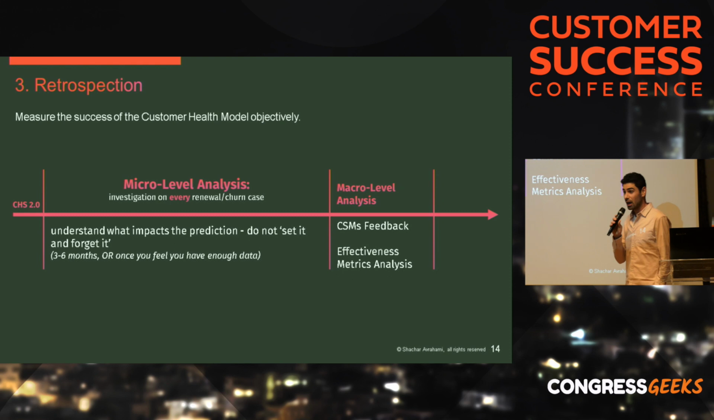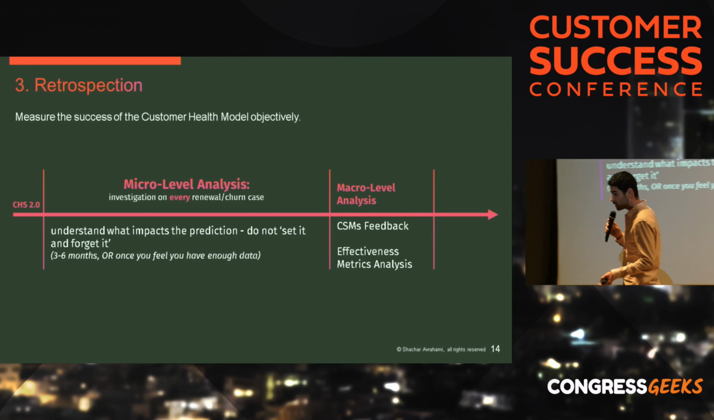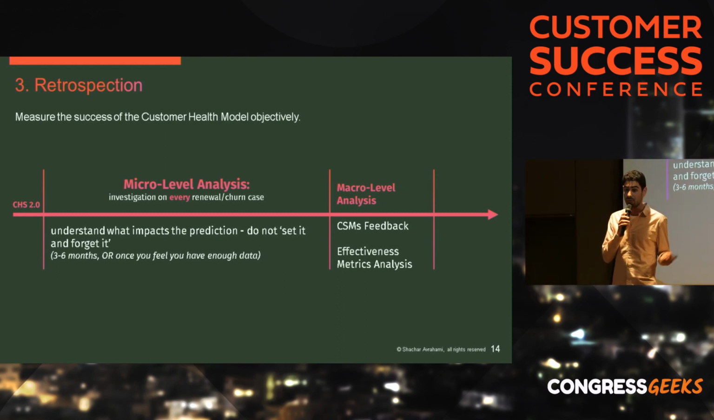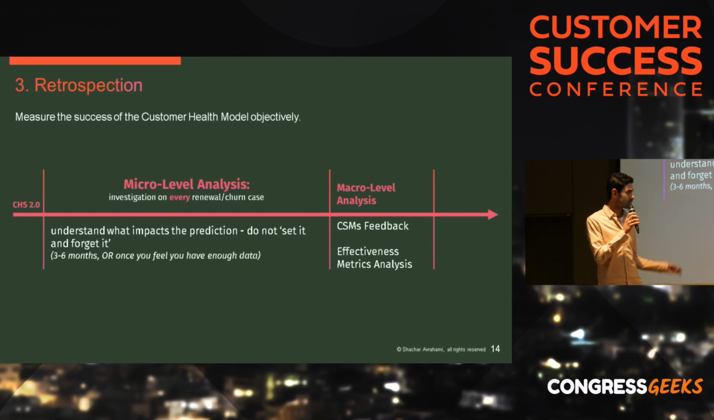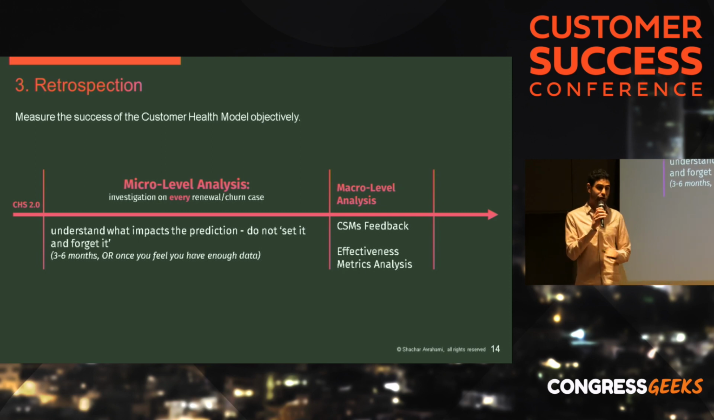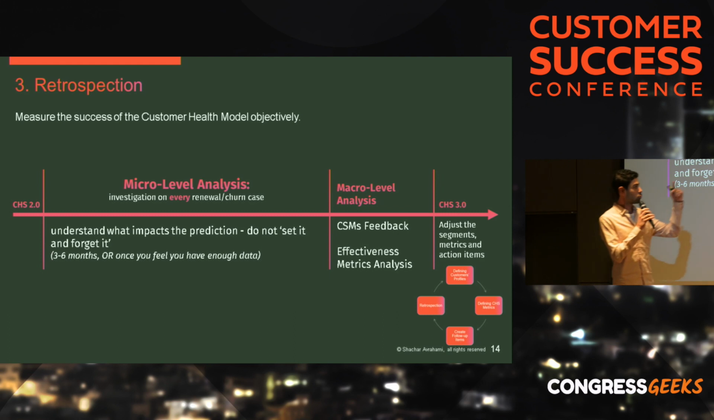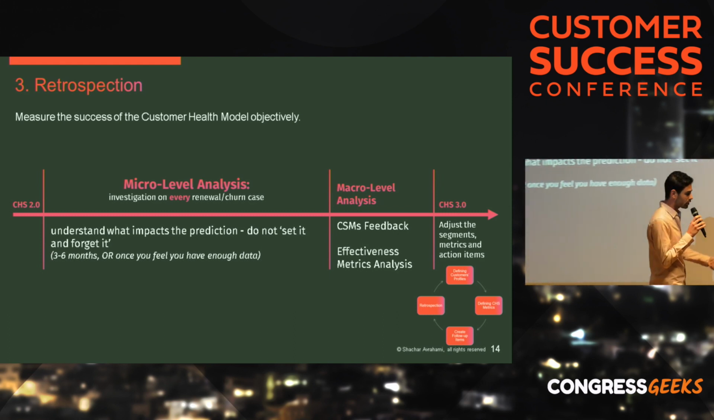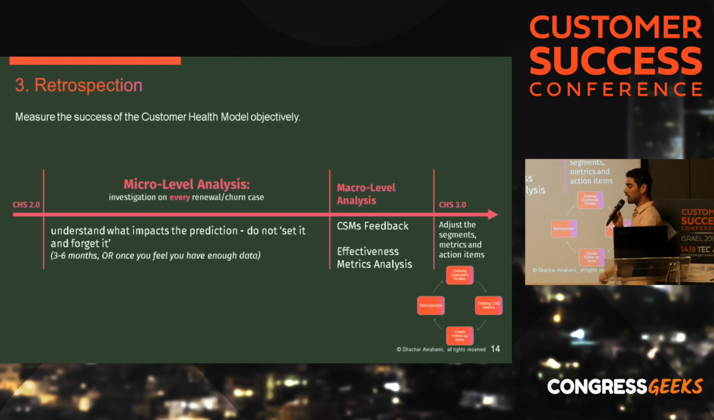After that, once you have enough data to rely on, you do something that we call micro-level analysis. We get feedback from the CSM to understand if the reason and the criteria make sense. And we have effectiveness metric analysis that I'm going to share in the next slide, an objective measurement to see if we were successful enough in this version of the customer health score. After we did all of this, we go to the next iteration where we do the same cycle. We define or redefine the customer profiles, define the metrics, and do the retrospection.